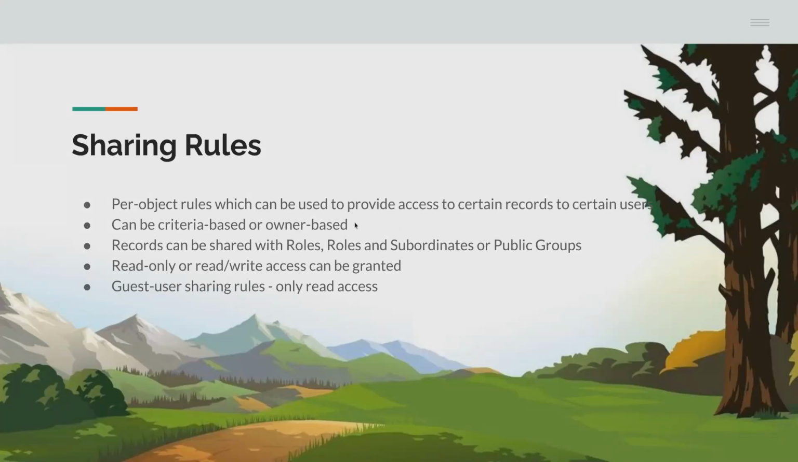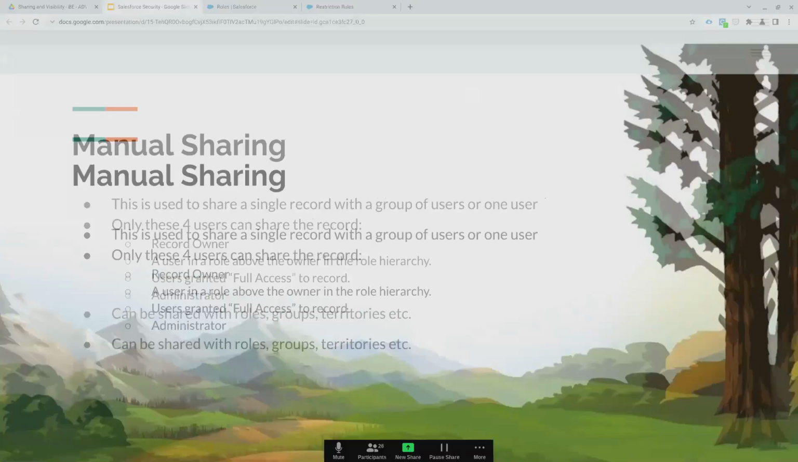Owner-based means that for a certain object, if records are owned by a certain set of users, so a role, or the role and subordinates, or the public group, we can say that those records should be shared with another set of users. So that's how sharing rules work. And let me explain with an example again.